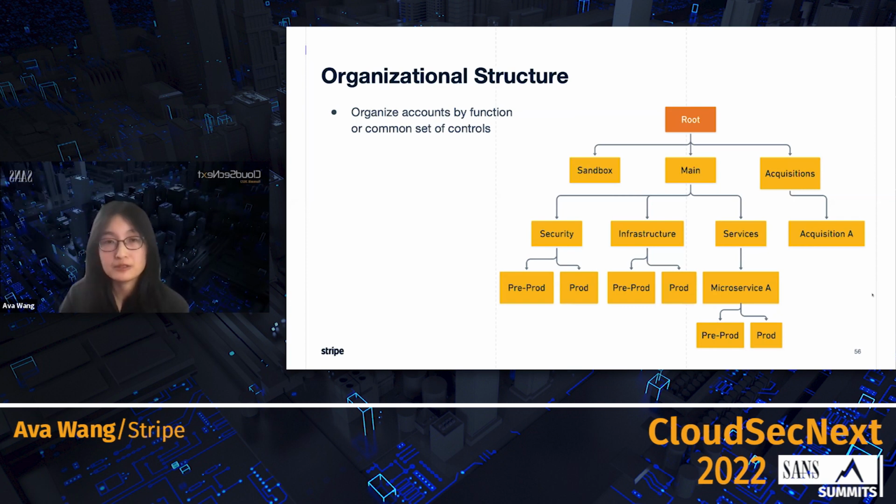Finally, we have the main OU that's divided into security, infrastructure, and services. Each OU is then further divided into pre-production or production accounts, and this will later help with the incremental deployments of controls. The organizational structure is the foundation on which we'll build our access control policies.